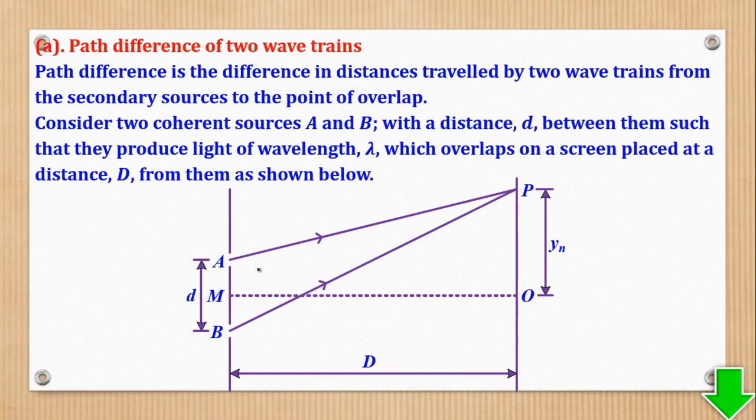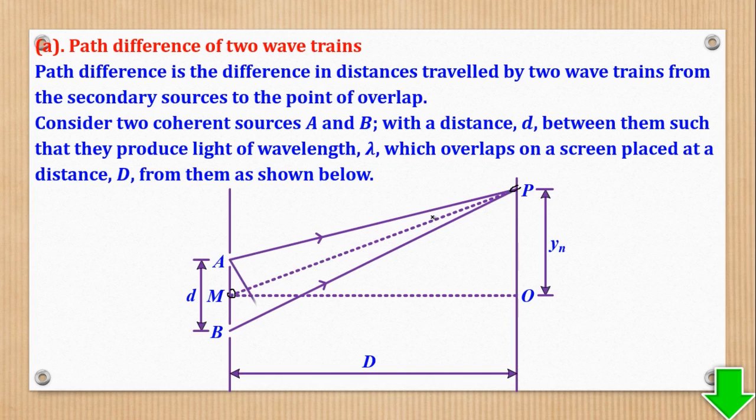But our aim so far is the path difference. So the path difference will be BP, because BP is longer, of course, BP minus AP. That is what we call the path difference. And by geometry, we shall draw a line from the midpoint of the slits to the point of overlap, which is dotted as you can see it.